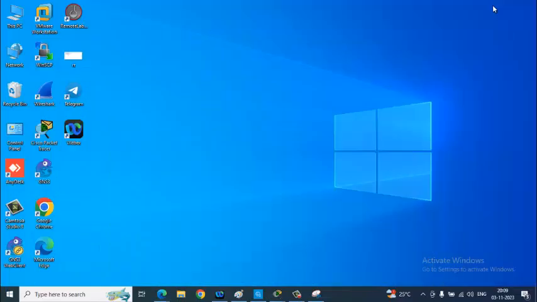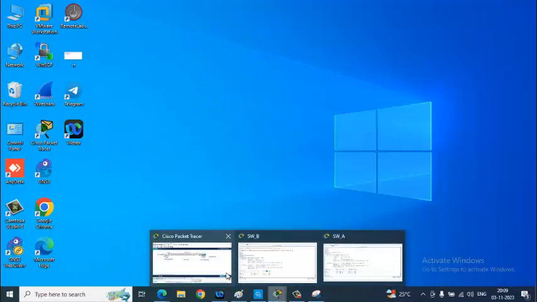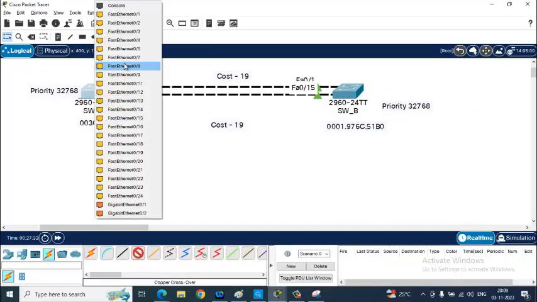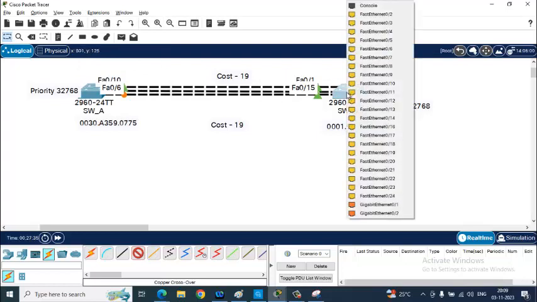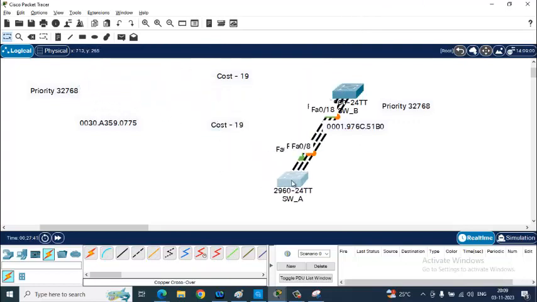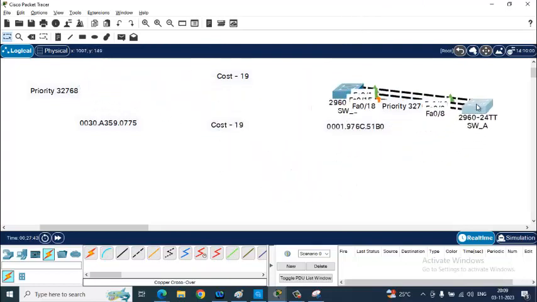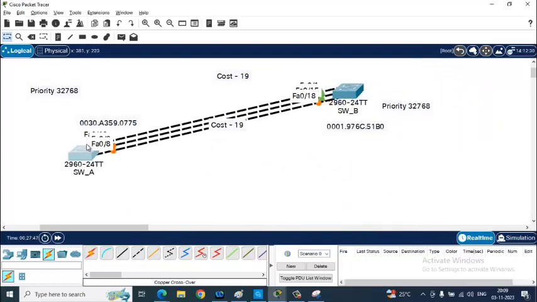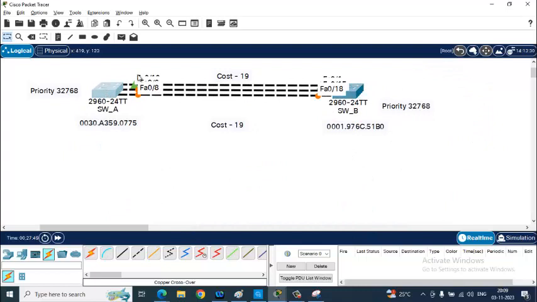Additionally, I have 0/18 and 0/8. Tell me which will be forwarding and which will be blocking. On the root switch, as usual, this is designated to forward.